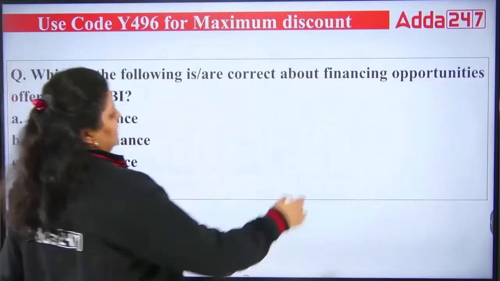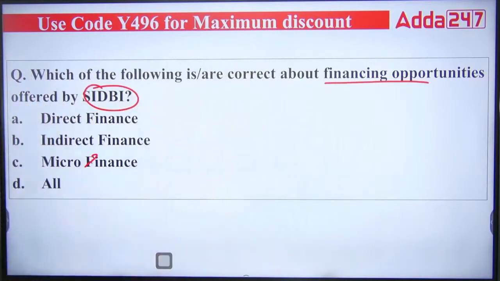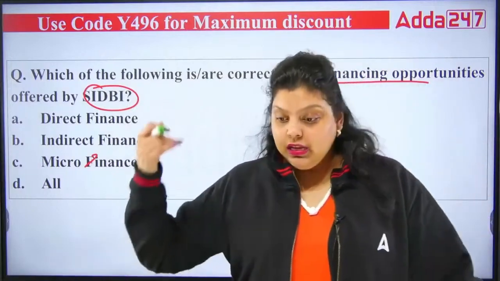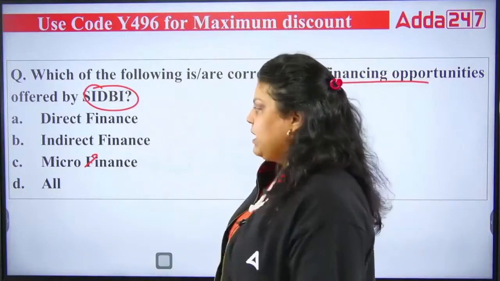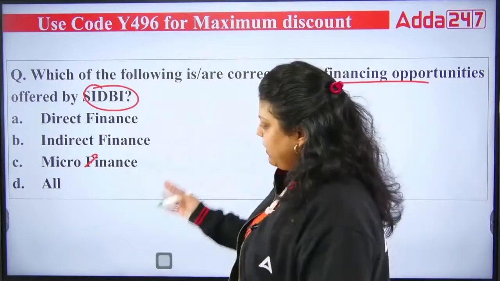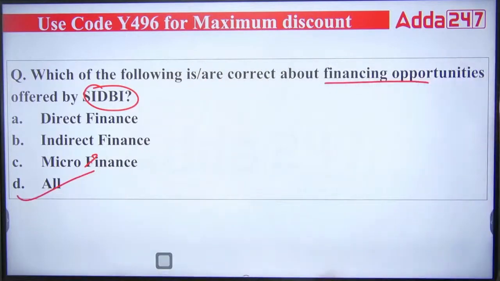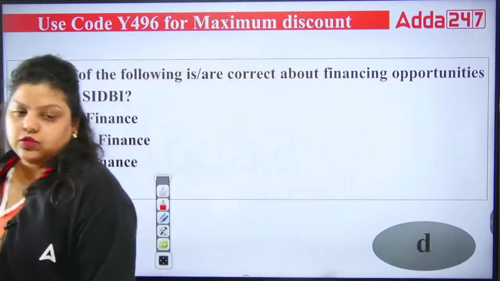Which of the following is correct about financing opportunities offered by SIDBI? The direct finance, indirect finance, microfinance, or all of the above? Microfinance, I guess you all know. Direct finance means it is directly provided to the public. Indirect, obviously, some intermediary will be there. And microfinance is provided to the low income group or poor households. All these services are provided by SIDBI. So your right answer will be all of the above. Clear? Next.